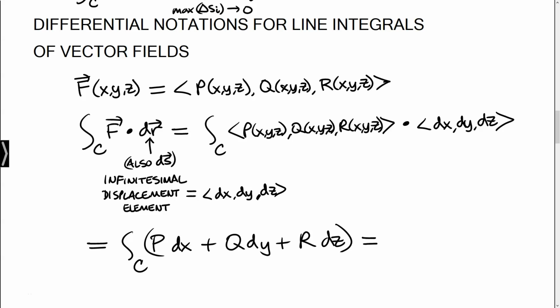So what you would do now is you would use a particular parameterization to convert this into t. So you would be able to convert the p, q, and r into t by substituting in what x, y, and z are in terms of t. And then also the dx, dy, dz are going to be functions of t as well. So use the parameterization to convert to t. And then you evaluate them just like we've been doing all our t intervals.